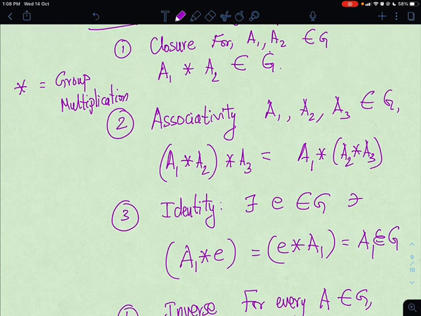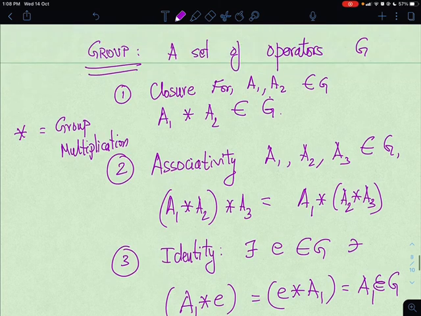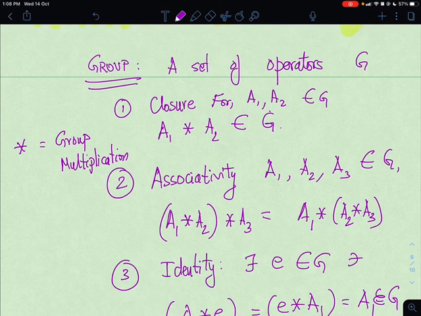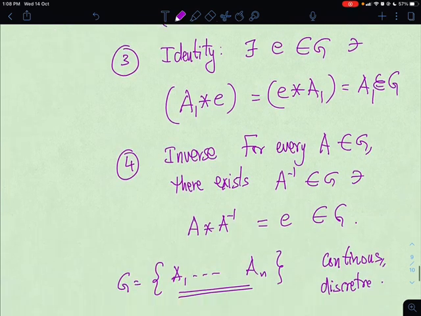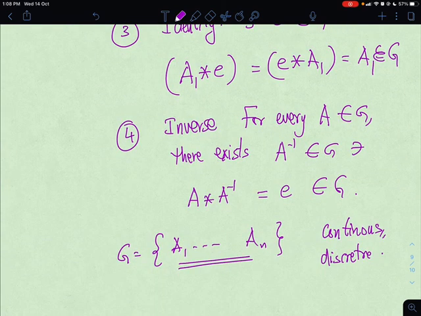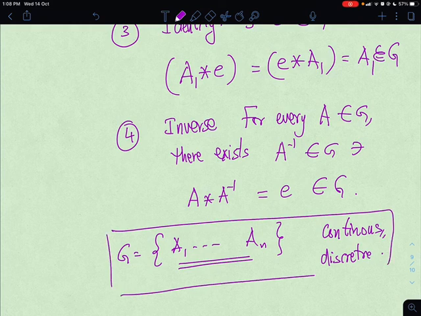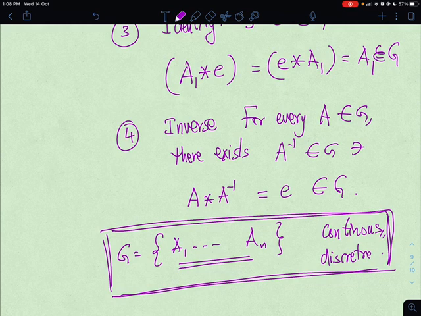If this continuous group satisfies these 4 properties, which are essentially closure, associativity, identity, and inverse, then such a set is called a group. So this set can be a continuous group or a discrete group. What do I mean by continuous group? Continuous means these A1, A2 and AN are defined in terms of a very small set of continuous parameters. Discrete means A1 is a separate matrix, each of them is a separate matrix.